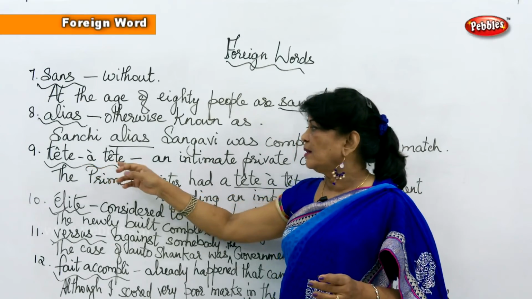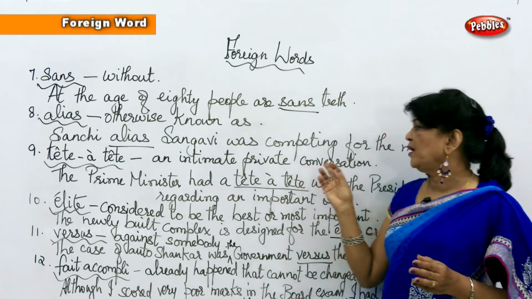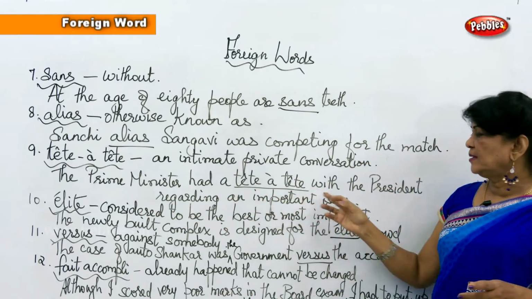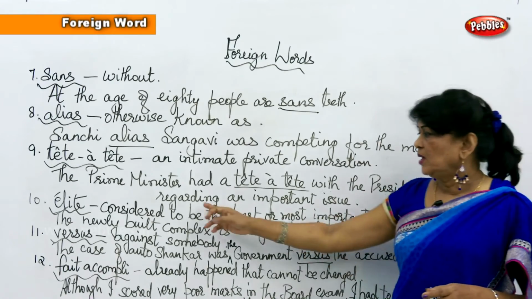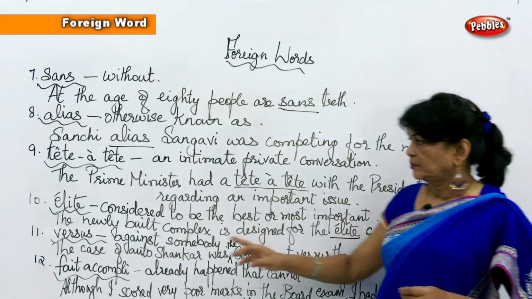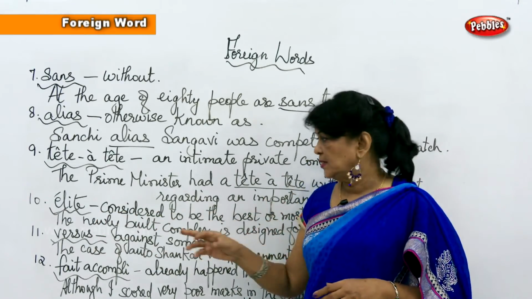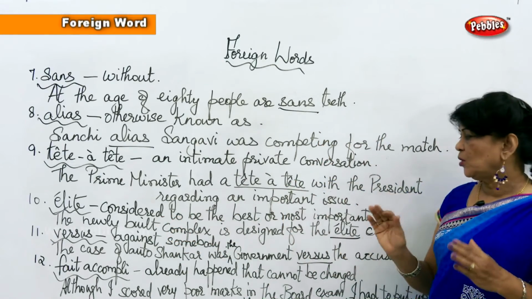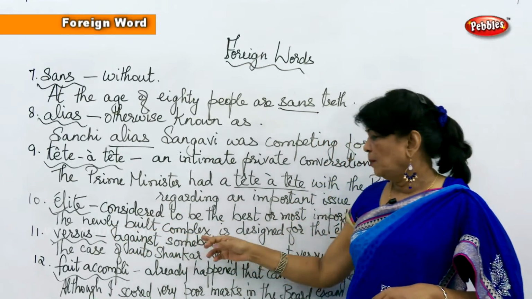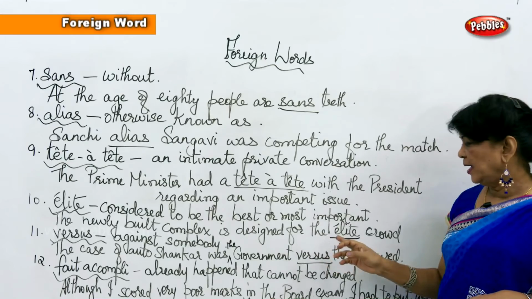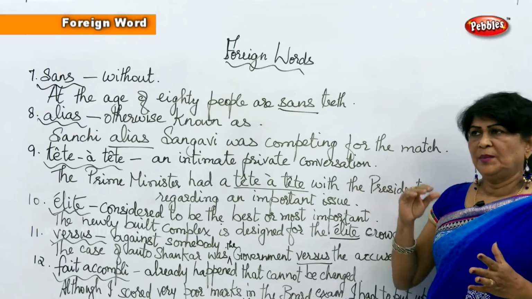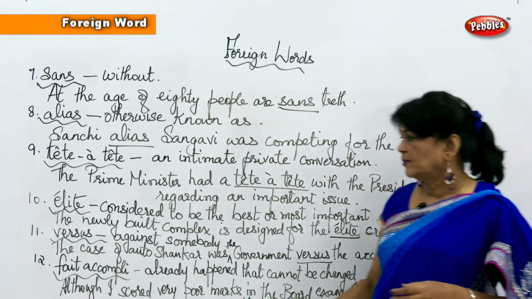Next one, tete-a-tete, an intimate private conversation. The Prime Minister had a tete-a-tete with the President regarding an important issue. Okay. Next one, elite, considered to be the best or most important. The newly built complex is designed for the elite crowd. Elite means the best crowd, maybe the rich and the best crowd.